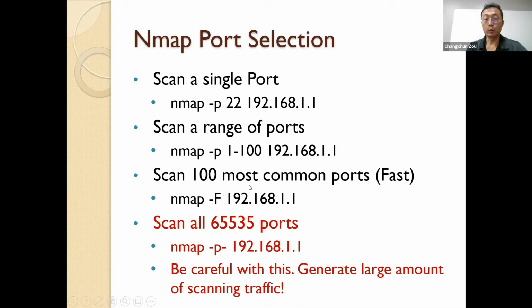Another way to make it faster is using -F to do the scan. This means fast scan. So Nmap fast scan just means you use -F. This one will scan only 100 ports. Again, this is a predefined list of 100 ports by the Nmap program.